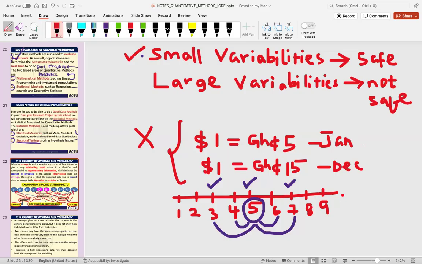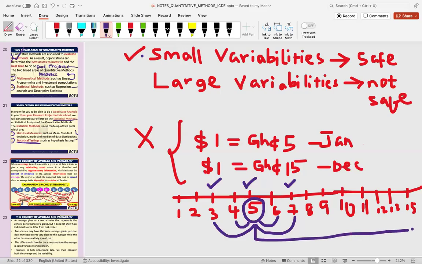But look at where 15 is. 15 is here. So far, look at the distance from the center. Very long distance. It starts from here and spreads wider to the side. This is what we call large variability. It is not safe for consumers.